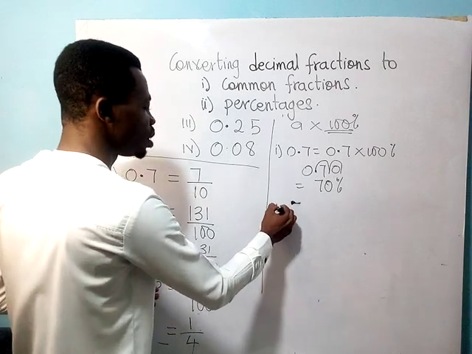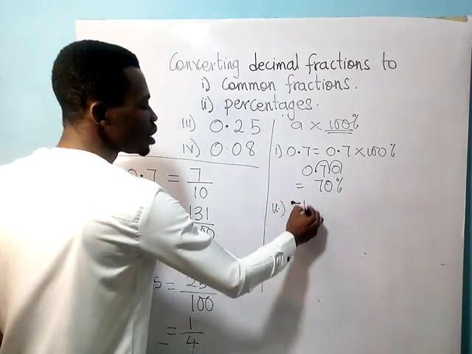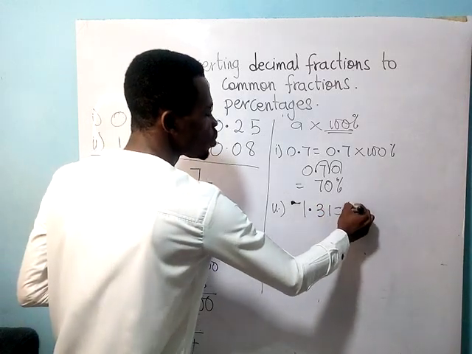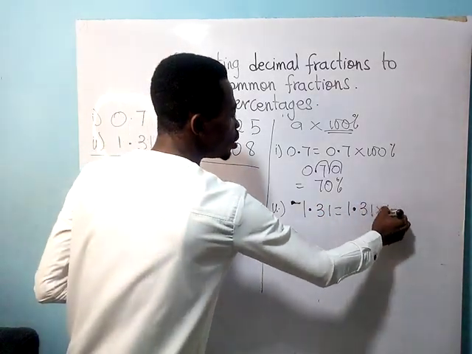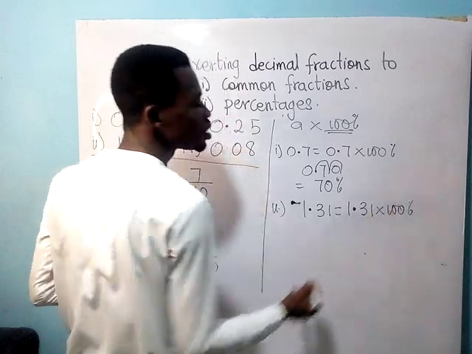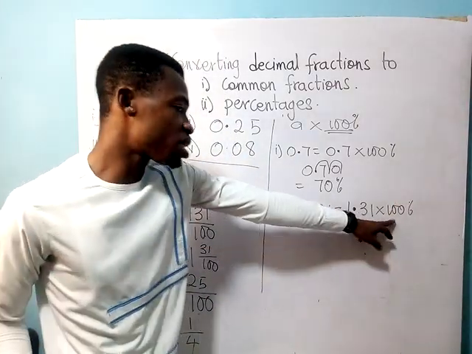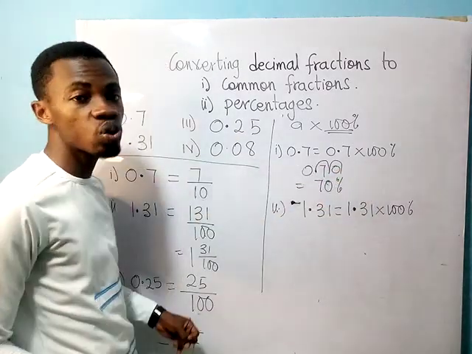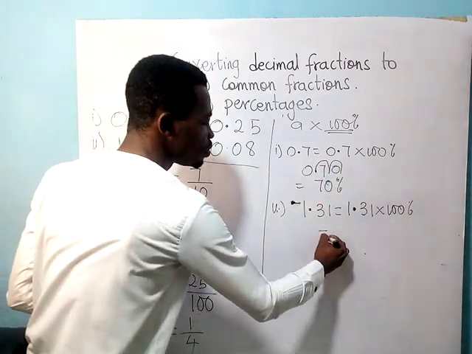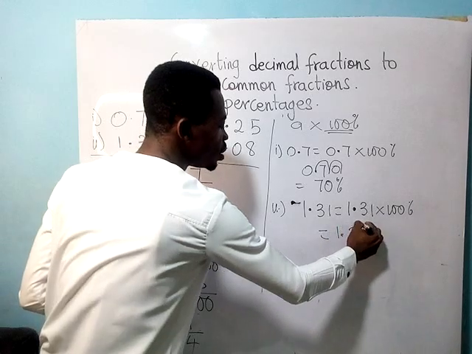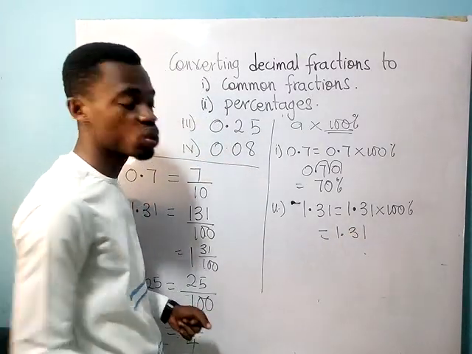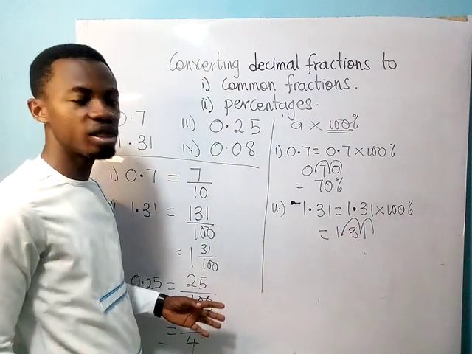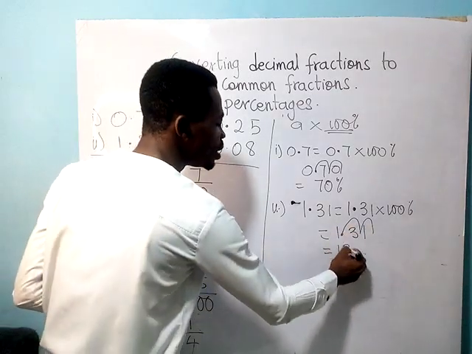Let's pick the next one, 1.31, which will give us 1.31 times 100%. And per the decimal numeral we are working with, the decimal point moves twice. So we are going to have 1.31. Then we move the decimal point twice, giving us 1, 2. We have no empty space, so the answer is 131%.